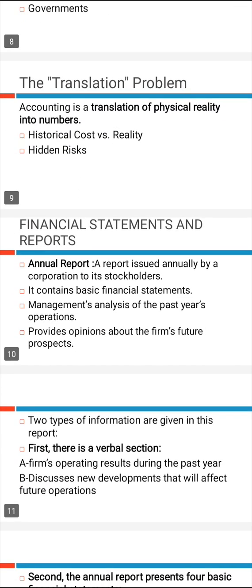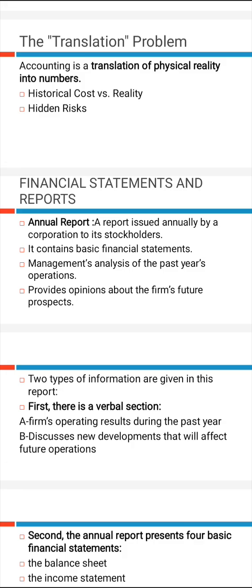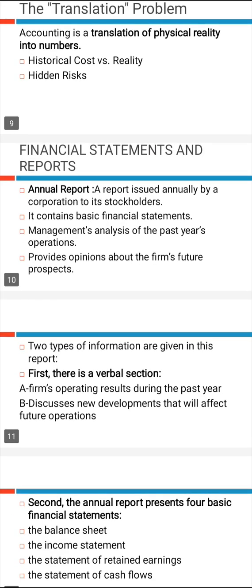Then we have financial statements and reports. Financial statements are actually annual reports, a report issued annually by a corporation to its stockholders. Shareholders make an investment, and they want to see how the company is performing, whether the company is able to pay back returns to the shareholders for the investment they made. So for that purpose, they see annual reports. It contains basic financial statements and management's analysis of the past year's operations. They see how management is performing.